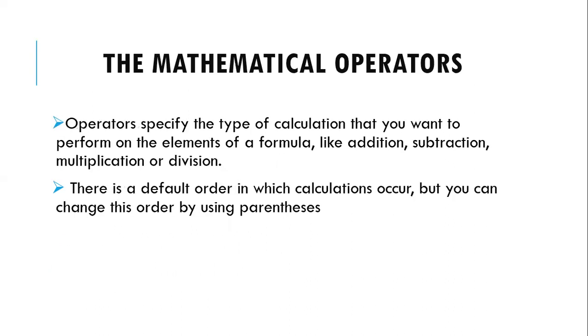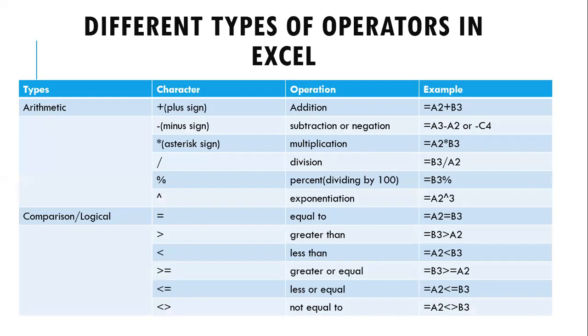Now let's see the mathematical operators. So here we're going to see various operators that you can use in MS Excel. Now, operators specify the type of calculation that you want to perform on the elements of a formula. For example, maybe addition, subtraction, multiplication, or division, etc. Now, there is a default order in which calculations occur, but you can change this order by using the parentheses. Let's see the different types of operators in Excel. Now here is the table that shows the various operators in Excel. Just a few of them as examples.